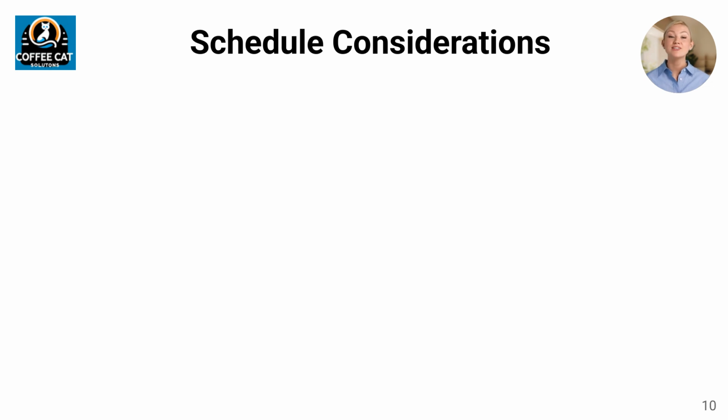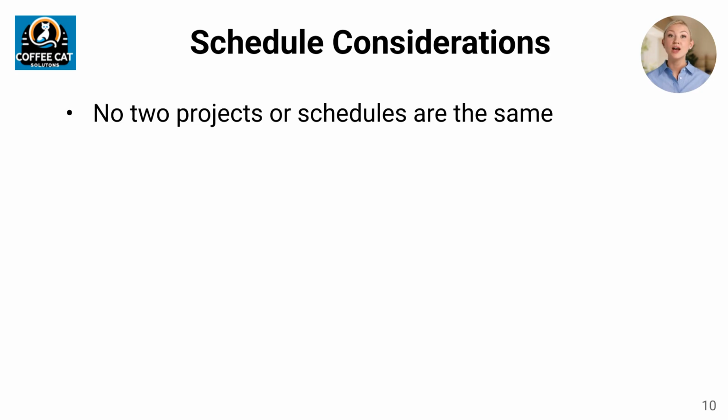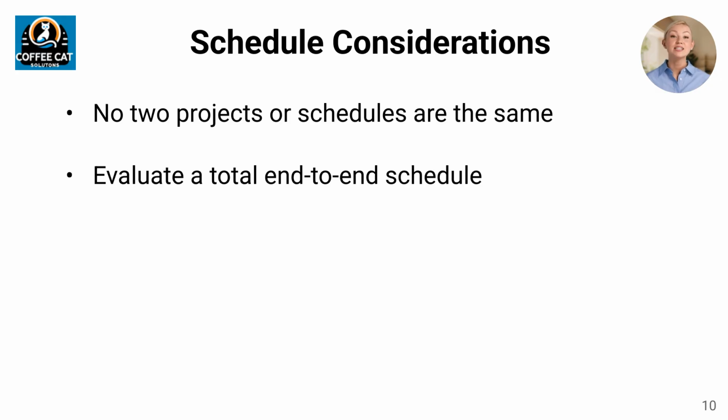Now let's jump into the risk identification process for schedules. Here are some general considerations. No two projects or schedules are the same, so Gen AI is useful for tailoring a risk analysis for a project. While there may be a variety of different types of schedules to assess, it's important to evaluate a total end-to-end schedule for the entire project.